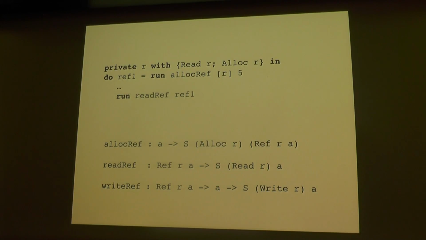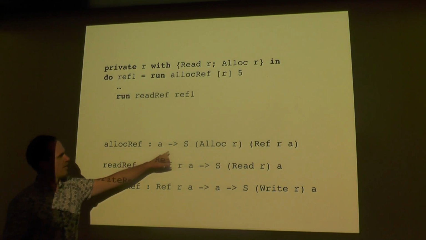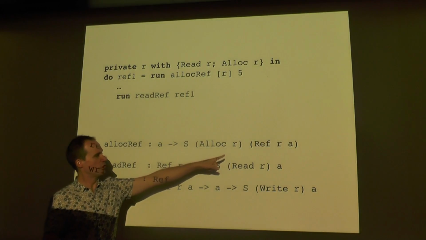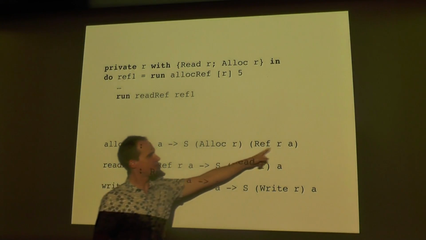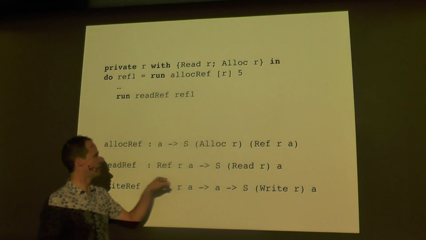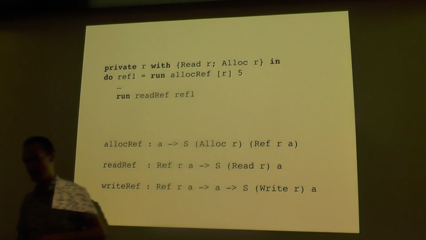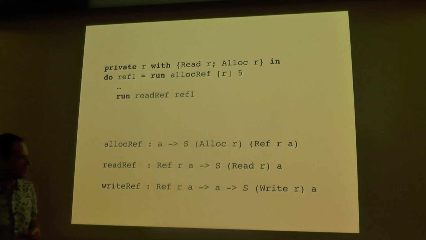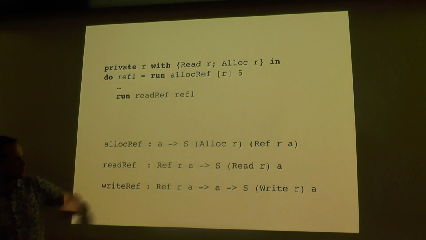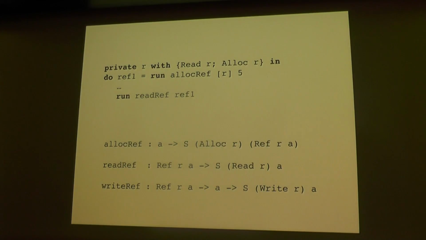Okay, so we talked about these region variables. So here's the type of these primitives. So alloc, I have an A thing, and I can allocate a new reference to an A thing, and the reference is allocated inside the region which I specified. And to allocate the reference, I must perform an allocation effect. Reading a reference performs a read effect, and writing a reference performs a write effect.